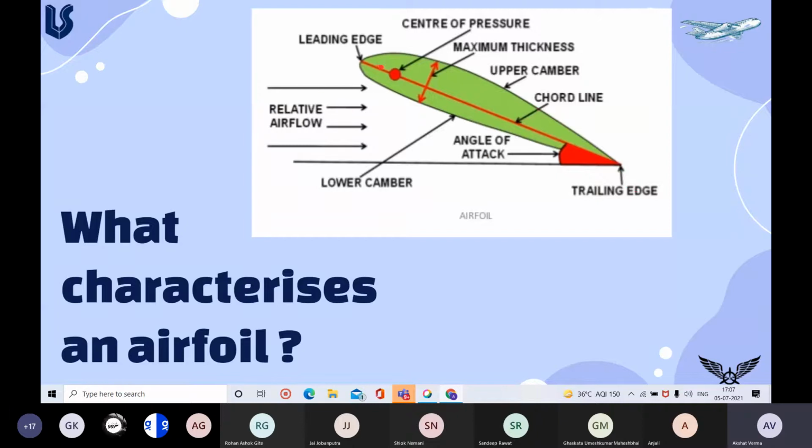So this is the chord line, and this is the relative direction of airflow. That is, the airfoil is moving in this direction with the chord line aligned at this angle, and this angle is called the angle of attack of the airfoil. This upper part of the airfoil is termed as the upper camber, and the lower part is termed as the lower camber of the airfoil. And there are some important points within an airfoil, like the point of maximum thickness, like the point of center of pressure, and we'll look at more such points in further slides.